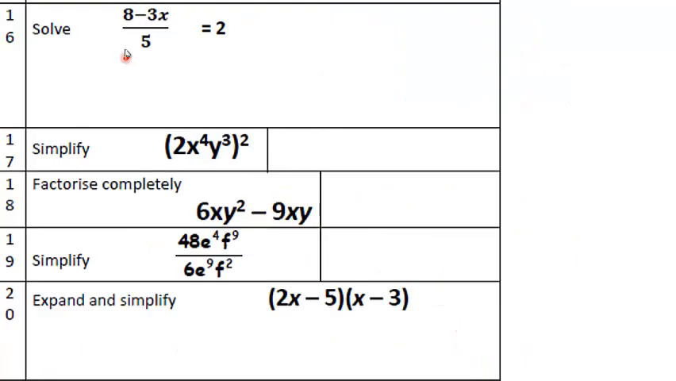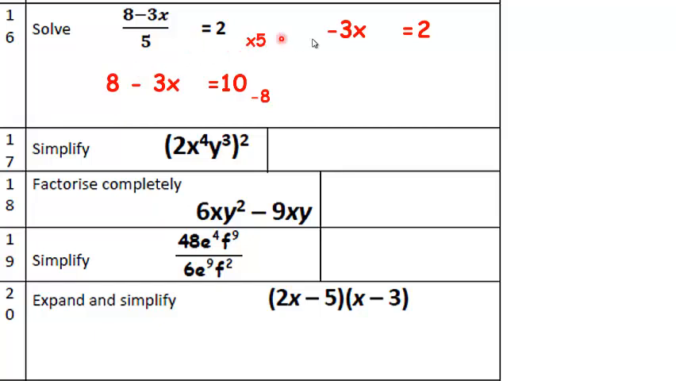Question 16. I need to get rid of that 5 at the bottom there, so I'm going to times by 5. So I'll get 8 minus, so 5 times 2 is 10, and 8 minus 3x is equal to 10. Get rid of the 8 by taking away 8, so I get minus 3x is equal to 2.